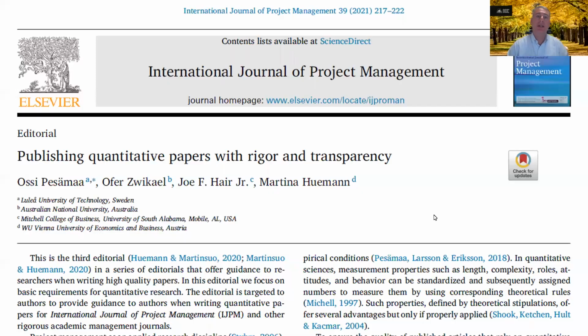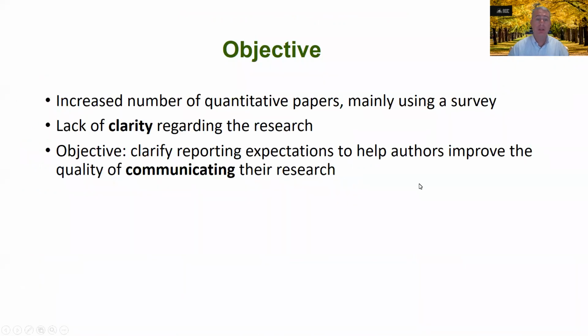Hello, my name is Ofer Zwikael, and together with my colleagues Ossi, Joe, and Martina, we have written this editorial on quantitative papers that has just been published in the International Journal of Project Management. In the next few minutes, I would like to take you through some advice on publishing quantitative papers in project management journals.